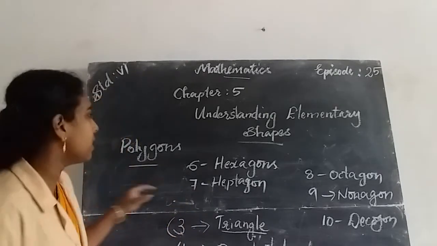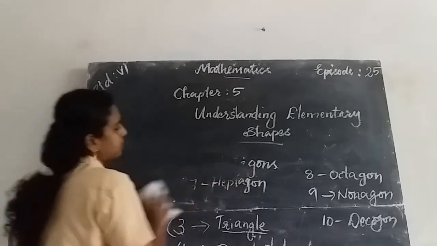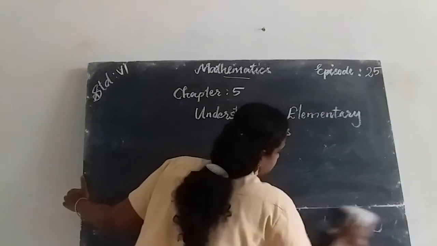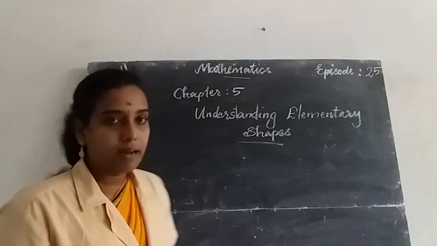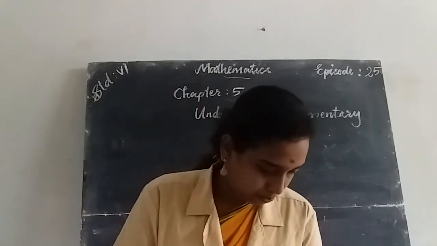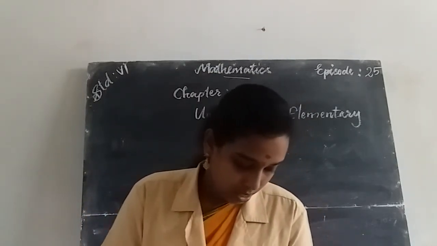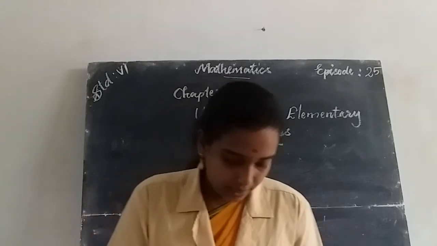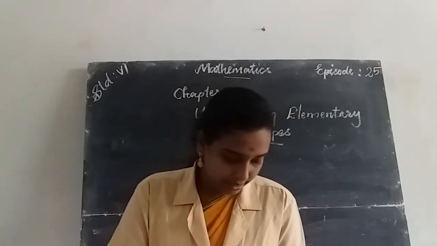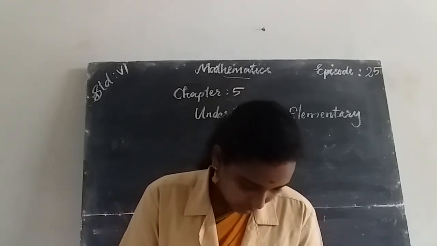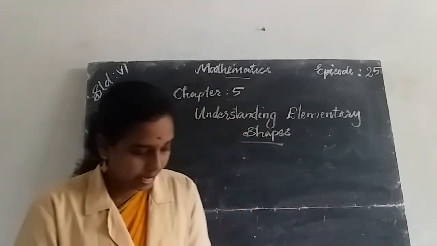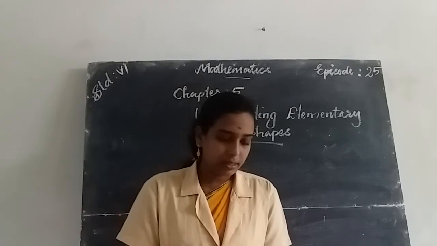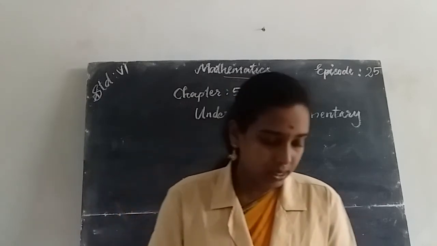Okay, so these are the classification of polygons based on their size. These are the things that we are going to study in our fifth chapter. Next we are going to solve our exercise portion, and here is exercise 5.1. Take your page number 88 and exercise 5.1.